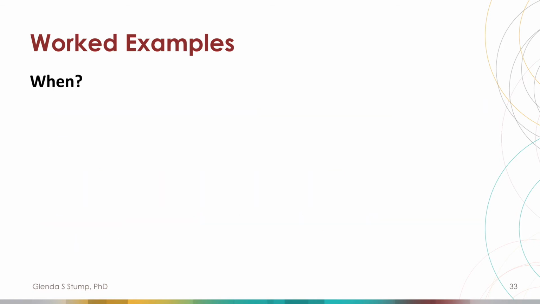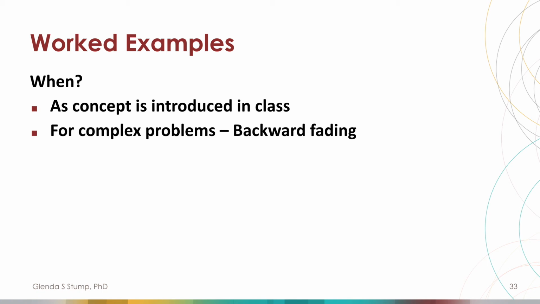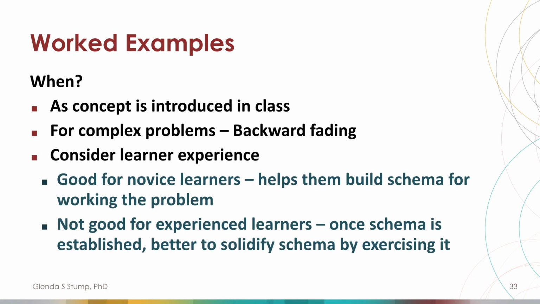When do we use worked examples? As the concept is introduced in class. For particularly difficult or complex problems, an add-on strategy to worked examples is known as backward fading, or repeating the demonstration and omitting the final steps, thus requiring the student to remember how to do one part of the solution. This can be a gradual process, in 2 or 3 steps if the problem is complex. The transition from worked example to practice by way of backward faded completion examples provides learners with a smooth trajectory from novice to expert. You do need to consider the learner experience, however.